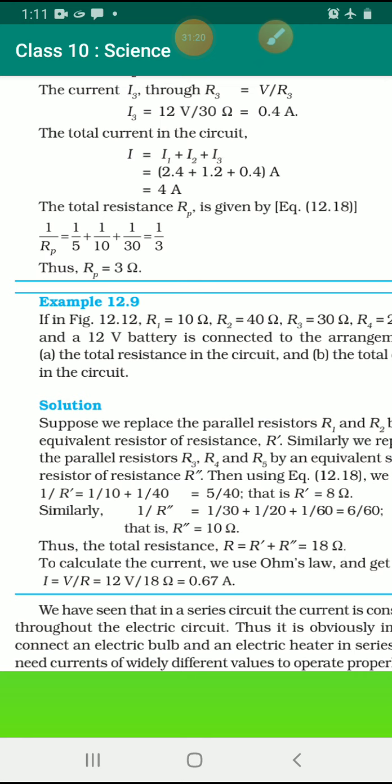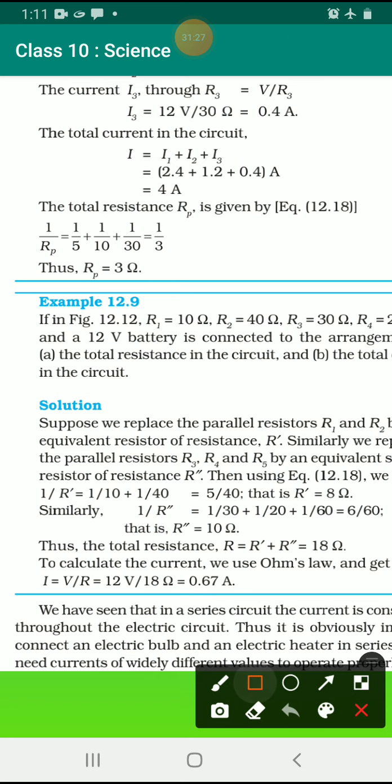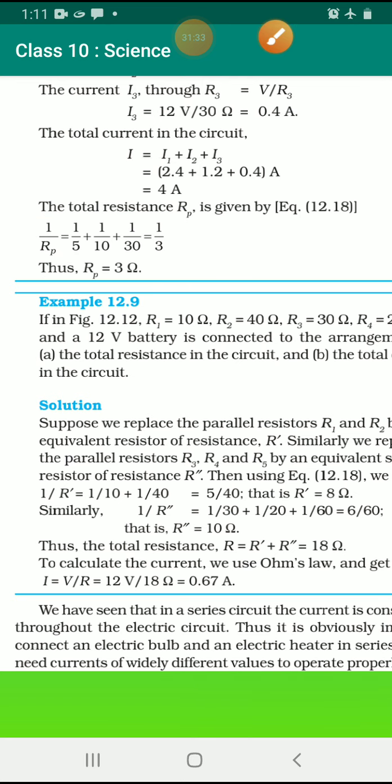Okay, so the total resistance, look at it, it's very simple. As I told you, the total resistance Rp is equal to 1 by 5, 1 by 5, 1 by 10 and 1 by 30, right? Here you must take the LCM and solve it. Solving everything is not given here in this, so we just try to see how it will be solved.